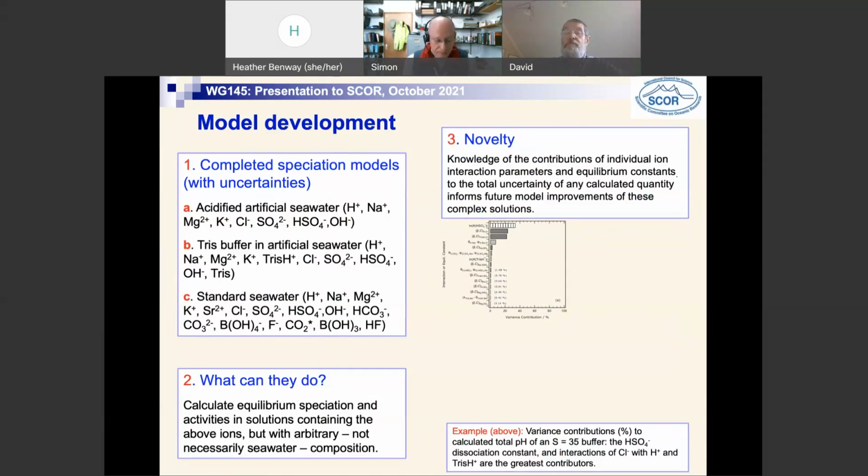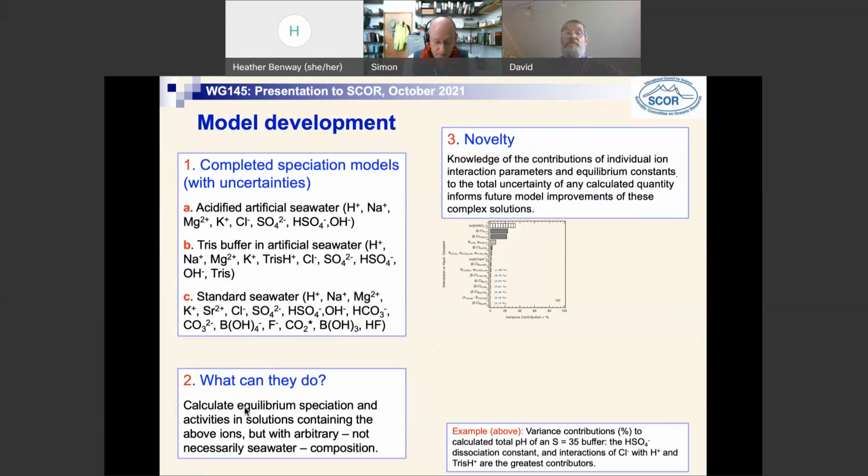Model development. We have completed the following models. A, one of major ion artificial seawater, including acid-base equilibria. B, one of tris buffer in artificial seawater, enabling us to model the properties of the buffers used to define the marine pH scale. And C, solutions containing the ions of standard seawater, including carbonate and borate equilibria.